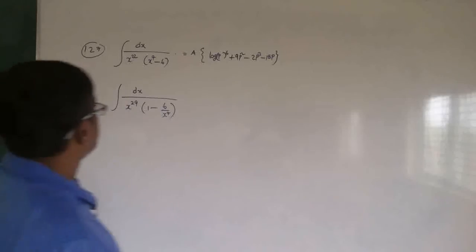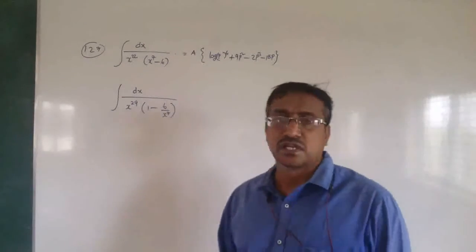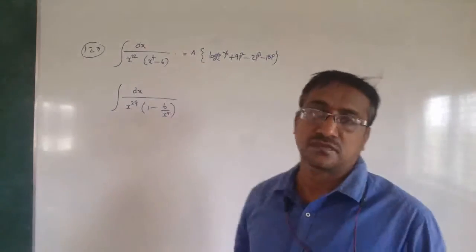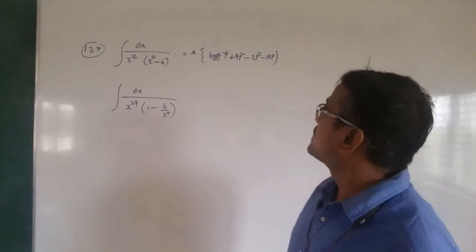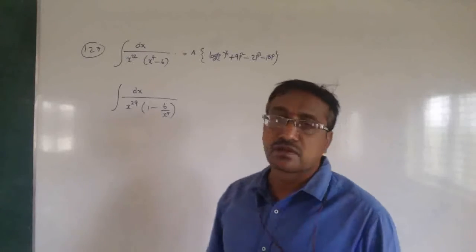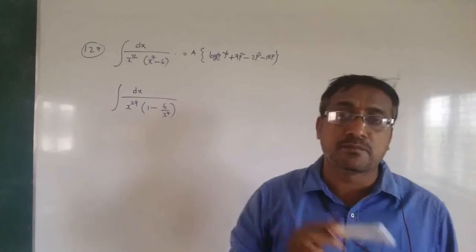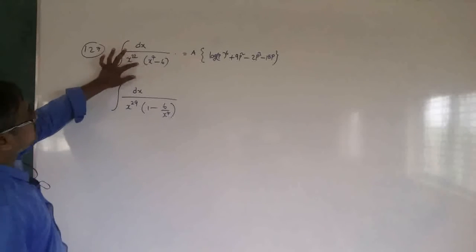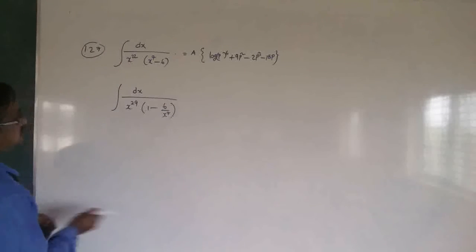The next problem is integral dx by x power 22 into x power 7 minus 6. It is given capital A into log p power 6 plus 9p square minus 2p cube minus 18p. We have to find capital A and p. So see this. We have taken x power 7 outside the bracket, so it will be 1 minus 6 by x power 7.